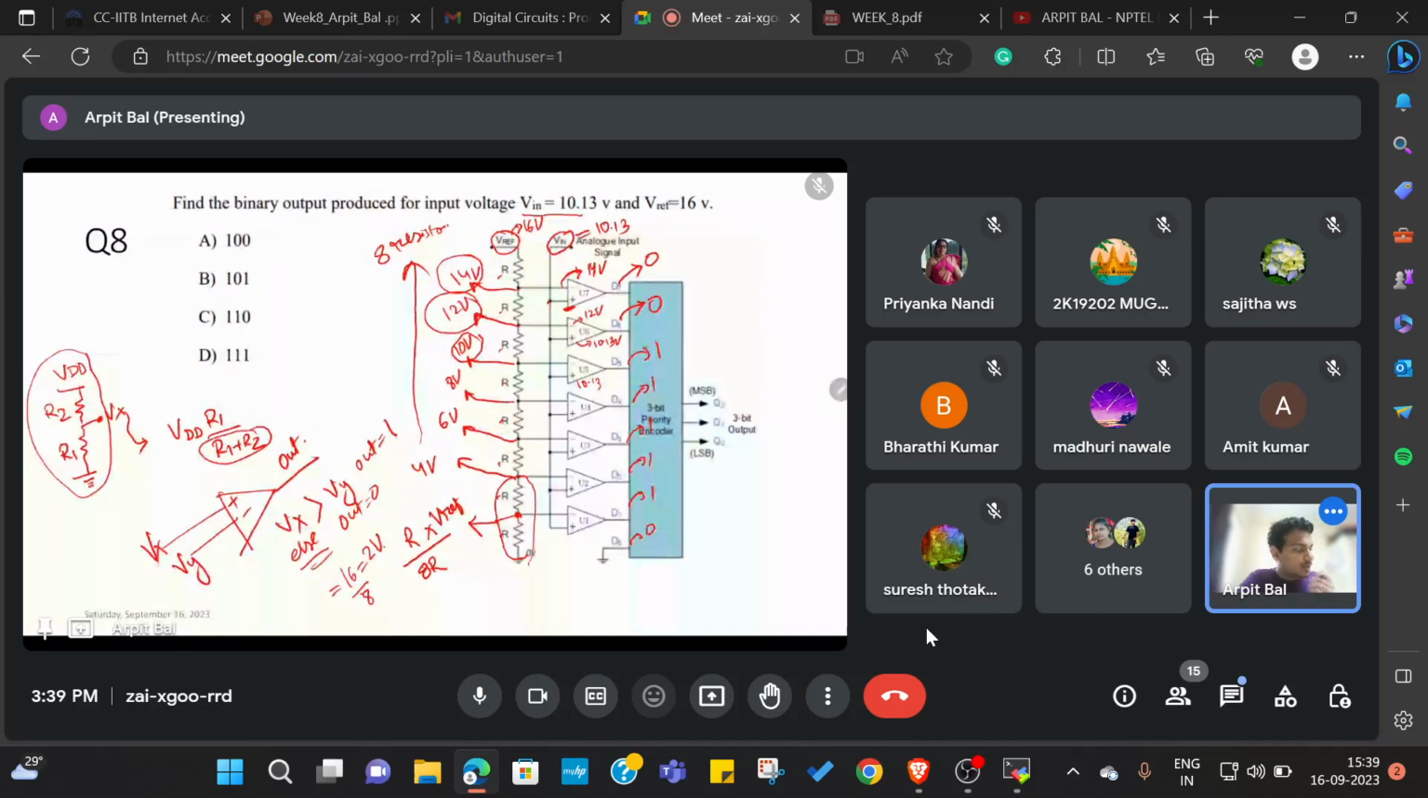Okay. So we have generated D7 to D0. Now it comes to priority encoding. So what does priority encoding do? We covered it in one of the tutorial sessions. So can someone tell me what does a priority encoder do?